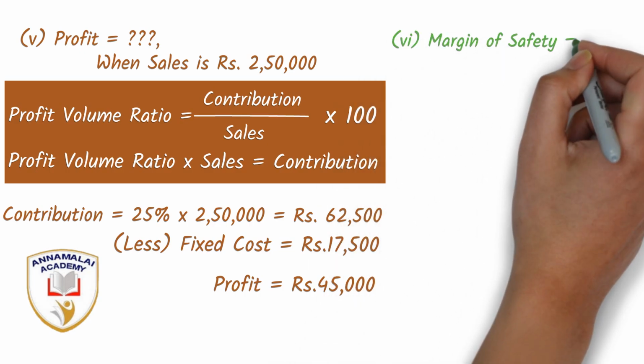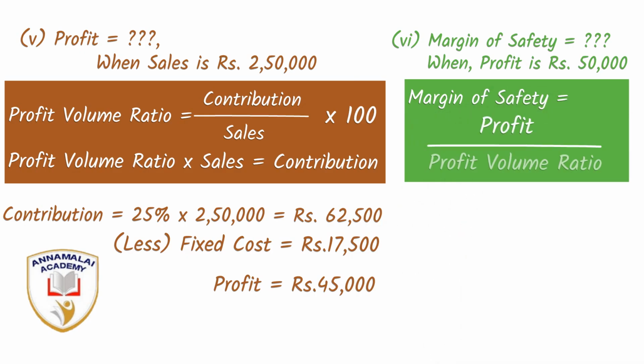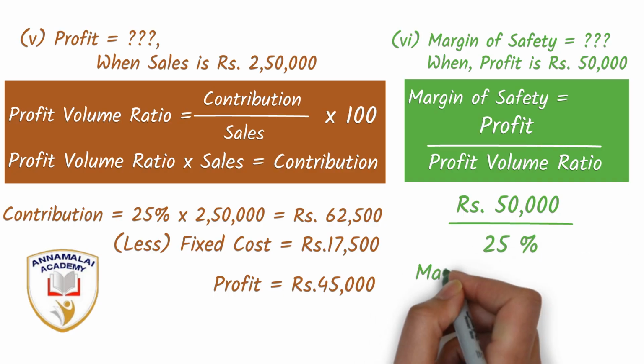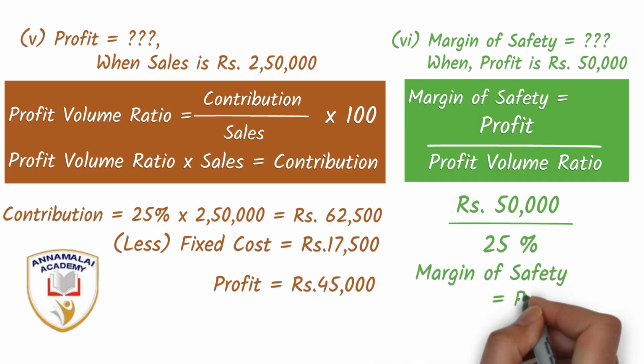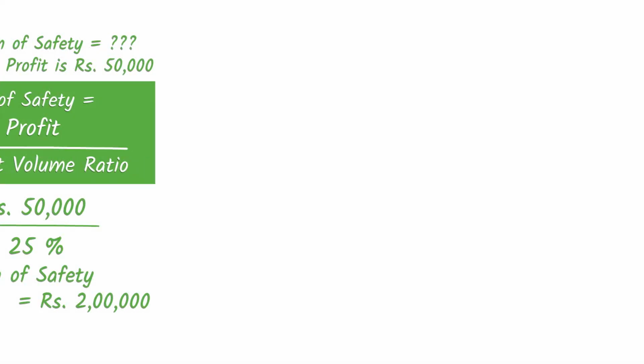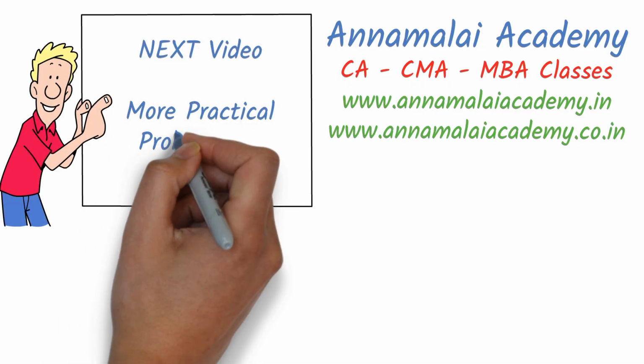Margin of safety when profit is 50,000. So margin of safety is profit 50,000 divided by profit volume ratio 25%. You get a margin of safety as 2 lakhs. We answer the last part of the question. In the next video, we will discuss more practical problems in the marginal costing topic.